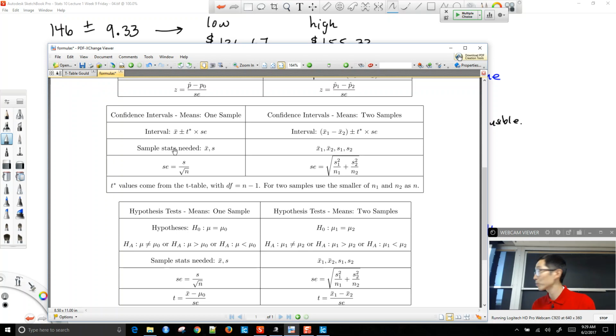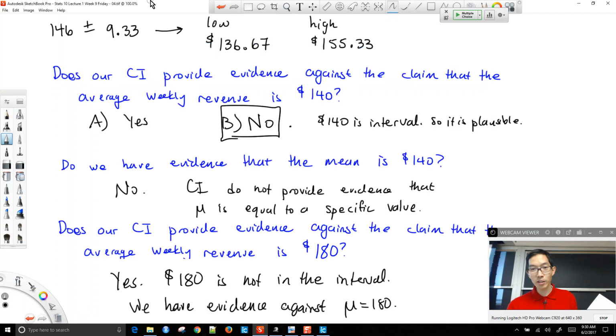Okay, and here we're talking confidence intervals for means, one sample, x bar plus or minus t star times the standard error, and standard error is s divided by the square root of n, and then it says t star comes from the t table with degrees of freedom equal to n minus 1, and then for two samples use the smaller of n1 and n2 as n, so it's all kind of there. You just have to know how to use the results of the confidence interval, right?